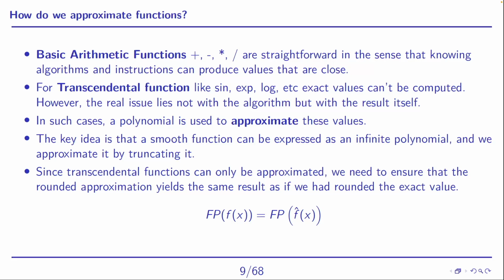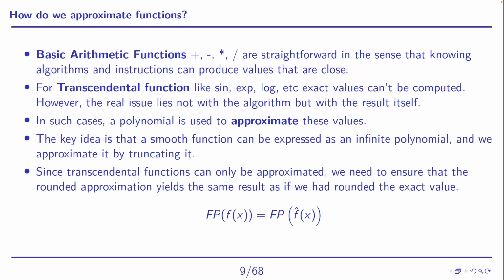However, the idea is that if we have a smooth function, then we can use a polynomial, or an infinite polynomial in this case, to approximate it. And of course, since we can't have infinity, we have to truncate the evaluation to a certain amount of precision that we might have available.